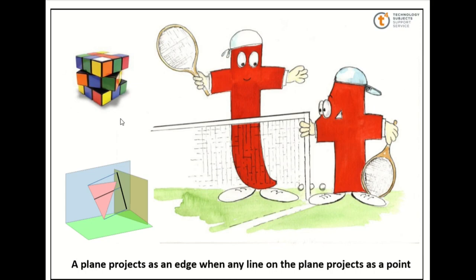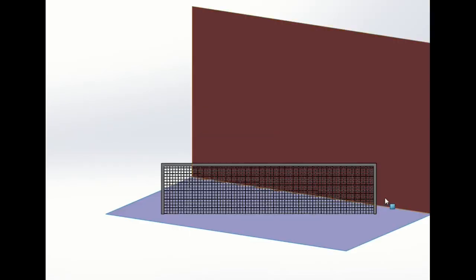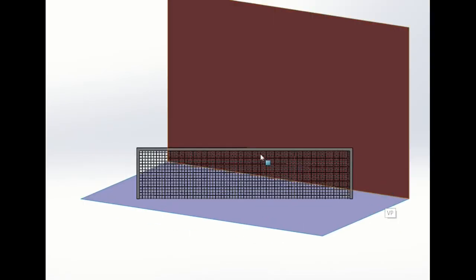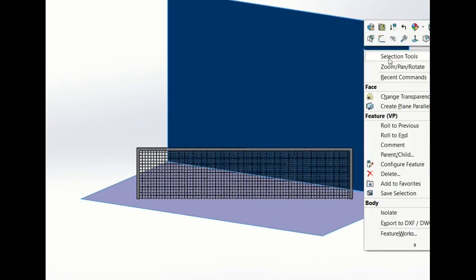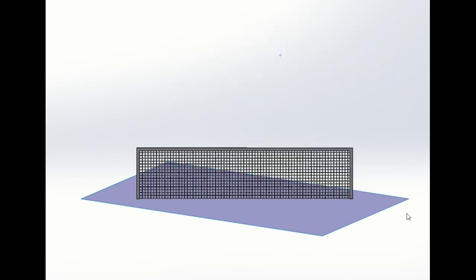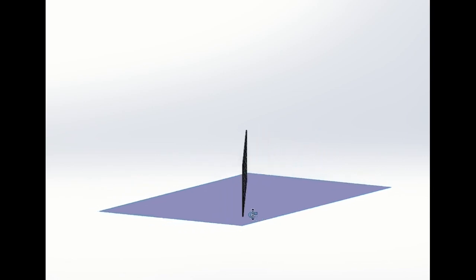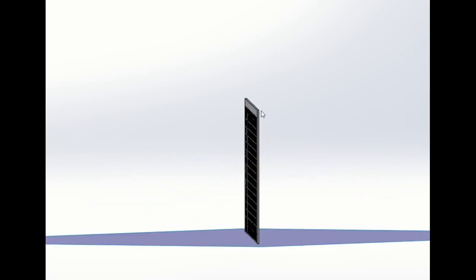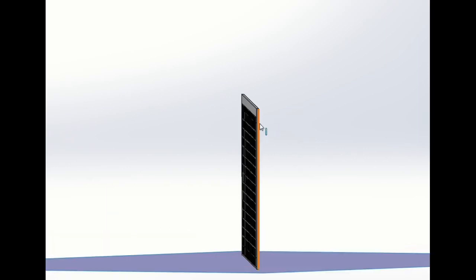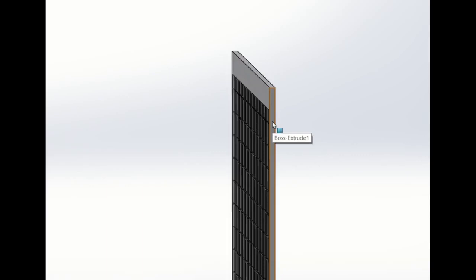And I want you to think about where you can find that on our Rubik's Cube. So here we have our tennis net. I'm just going to get rid of the vertical plane because we don't need it. We're going to orientate ourselves here so that if we look along the top edge, seeing that line as a point, how will we see this side of our tennis net? Bear with me for a sec.